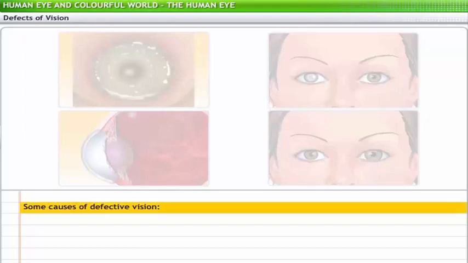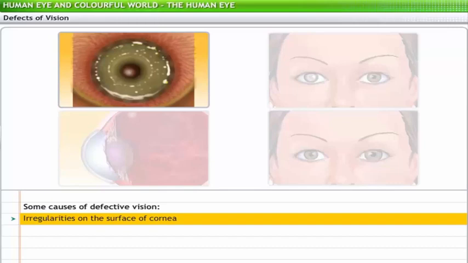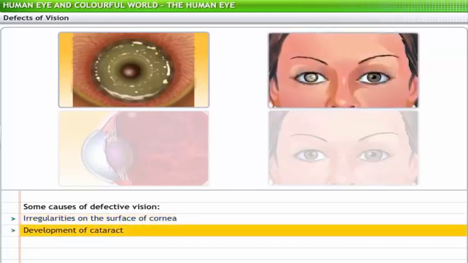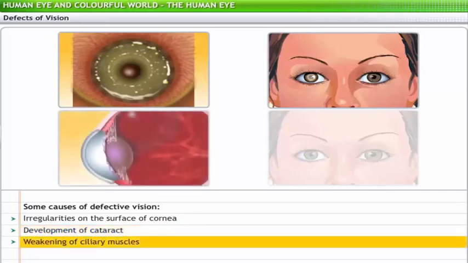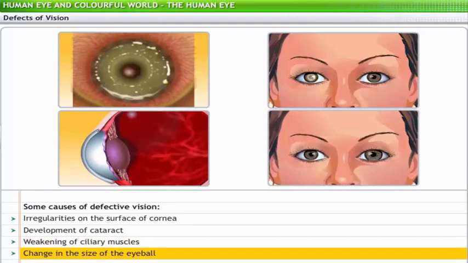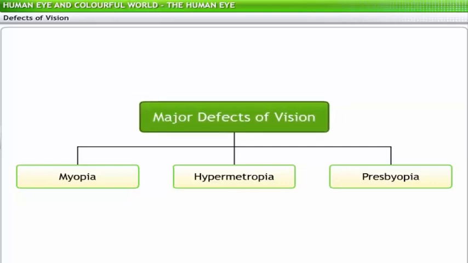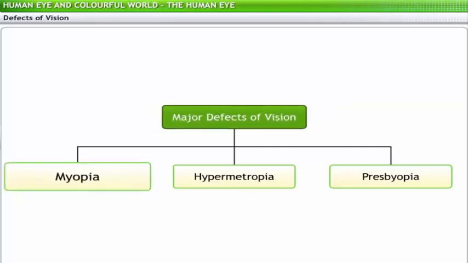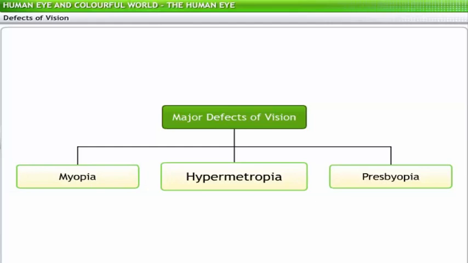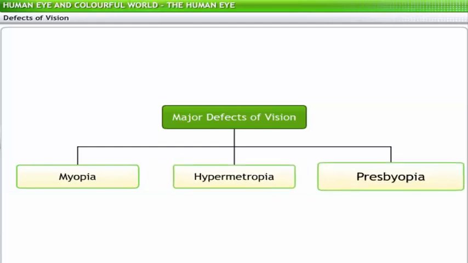Some factors that can cause irregularities in vision are irregularities on the surface of the cornea, development of cataract, weakening of ciliary muscles, and change in the size of the eyeball. These irregularities can lead to three major types of vision defects: myopia, hypermetropia, and presbyopia.